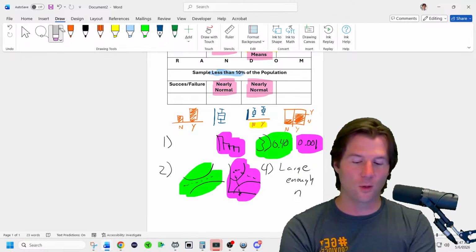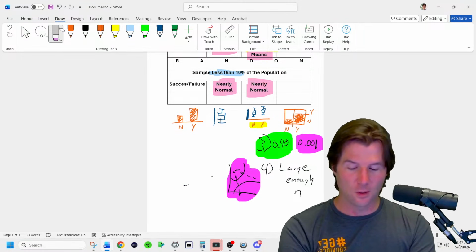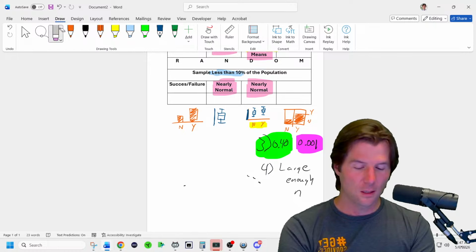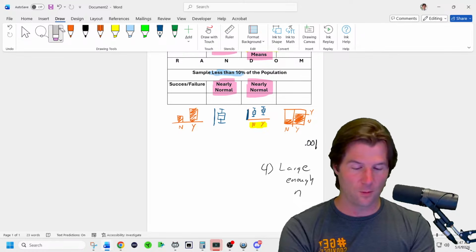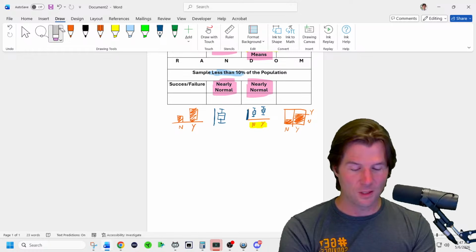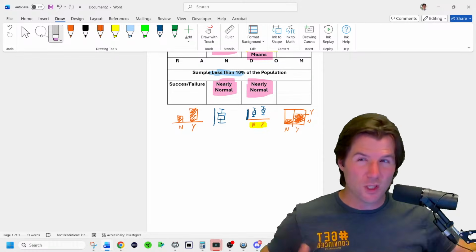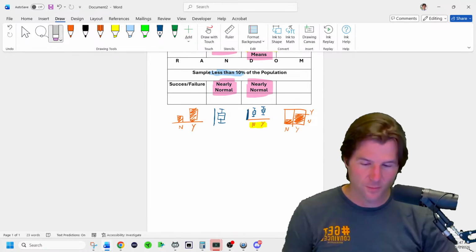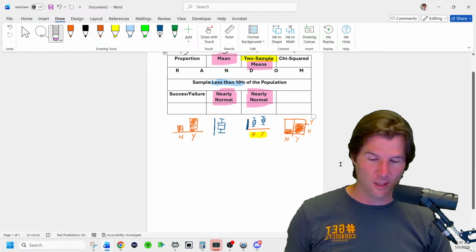We just want you to know the condition of nearly normal, which means the data can be reasonably said to follow the normal. That's what nearly normal means: can you reasonably say that the data follows the normal? And a lot of times, due to the large enough n, it does.